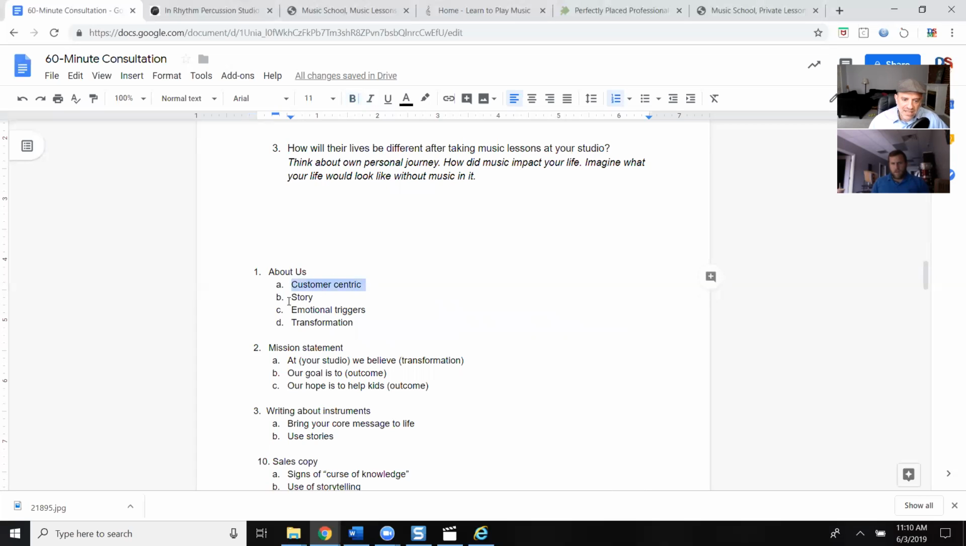And there has to be a component of story to it, and there has to be emotional triggers in it, and a sense of transformation. Even when you talk to a customer, whether it's an email conversation to a new customer or on the phone, you want it to be about them. You want to convey story. You want to trigger their emotions, and you want them to have a sense of transformation.